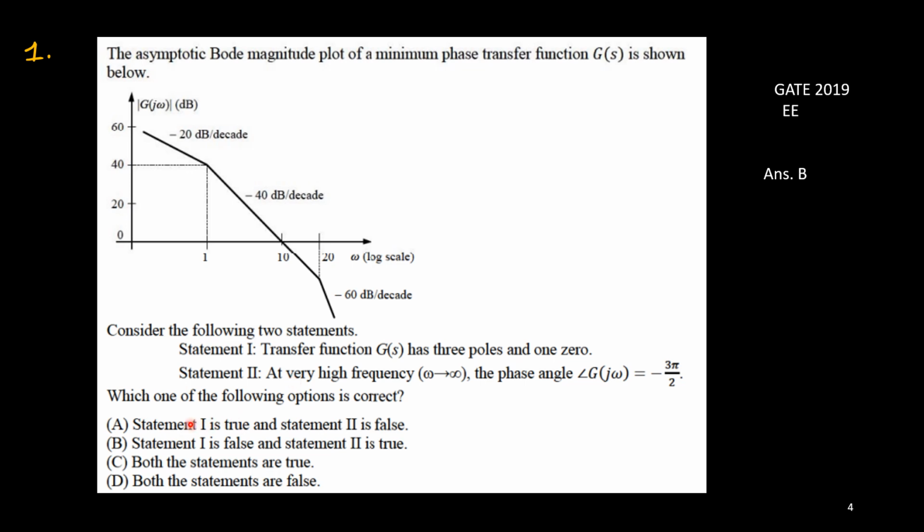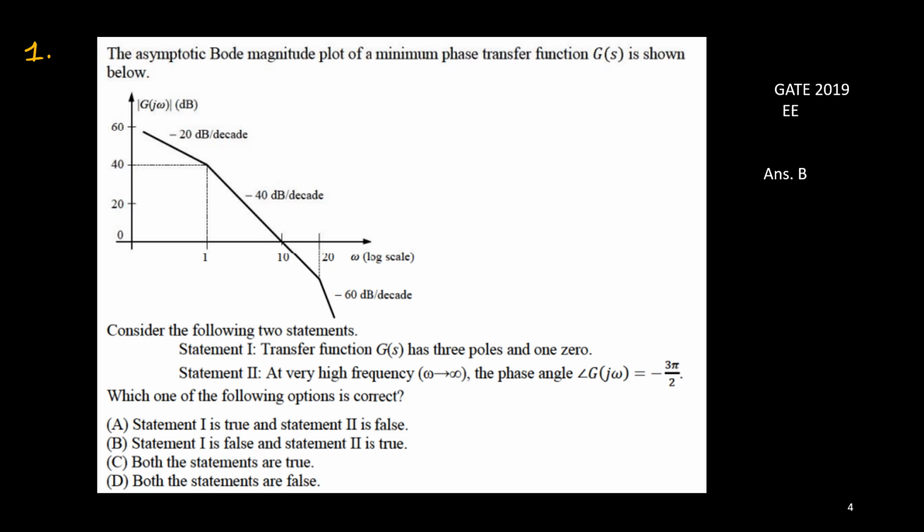Okay, accordingly these choices are given. First choice is statement 1 is true, second one is false. The next one is statement 1 is false and statement 2 is true, and option C, both statements are true, and the last one is both statements are false.